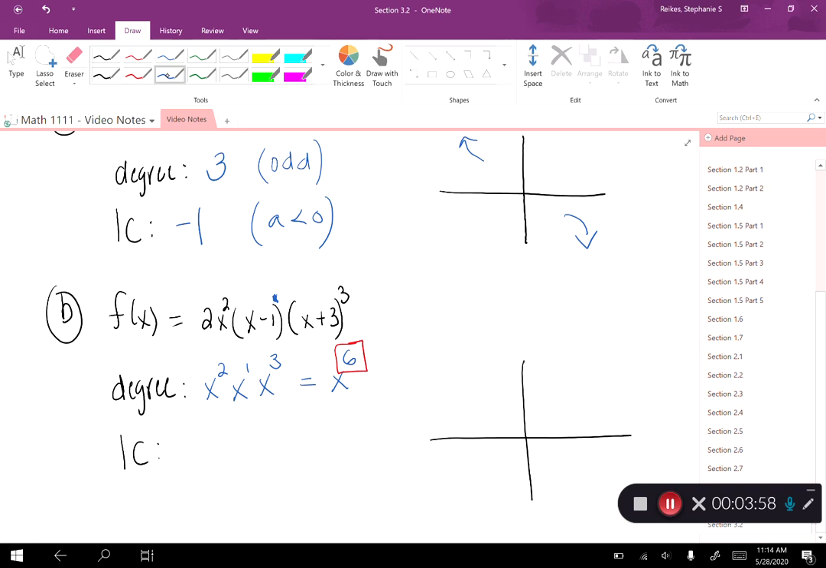Now my leading coefficient, as I can see, I have a 2 up front. All the other guys are just 1, so my leading coefficient is 2. So this time, my degree is an even number, and my leading coefficient is greater than 0, so it's positive. That means my mini graph arrows are going to go up and up.